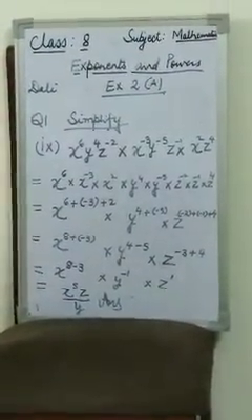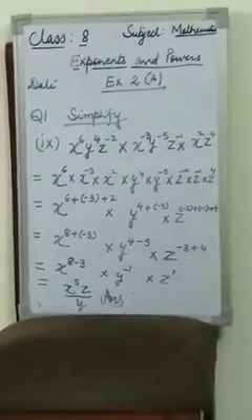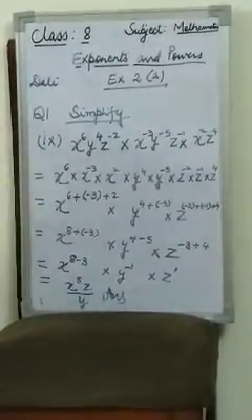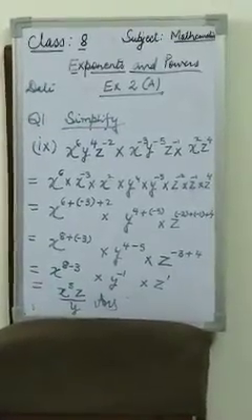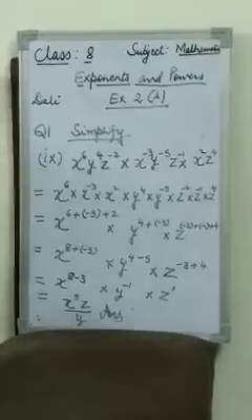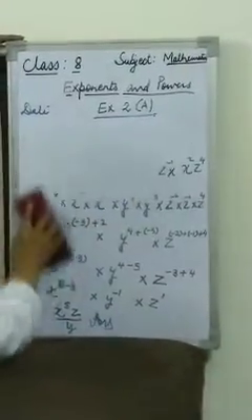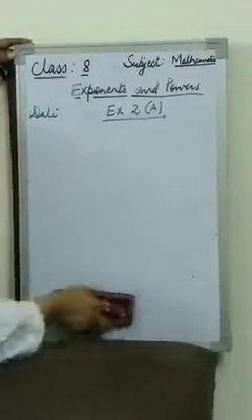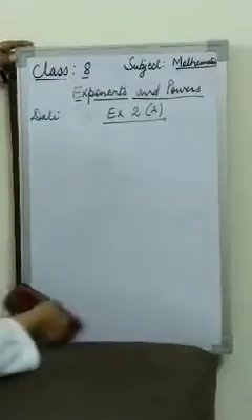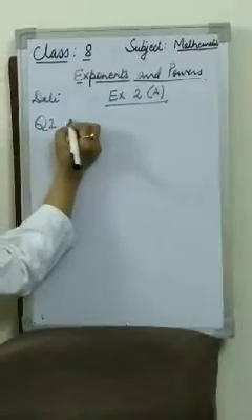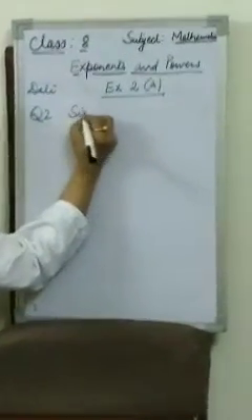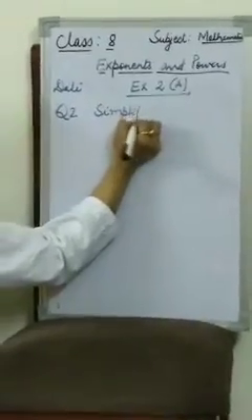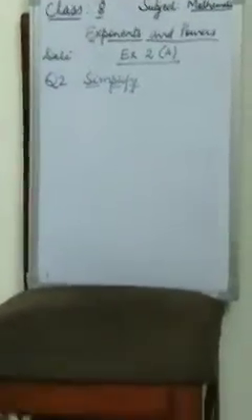Question number 2 also they ask you to simplify. The first question was based on the product law. In the second one, it is based on the division law. Let's solve a few questions of the division law. Question number 2, simplify. Again it is written, so you need to write the heading simplify. I'm doing a few bits of question number 2 now.